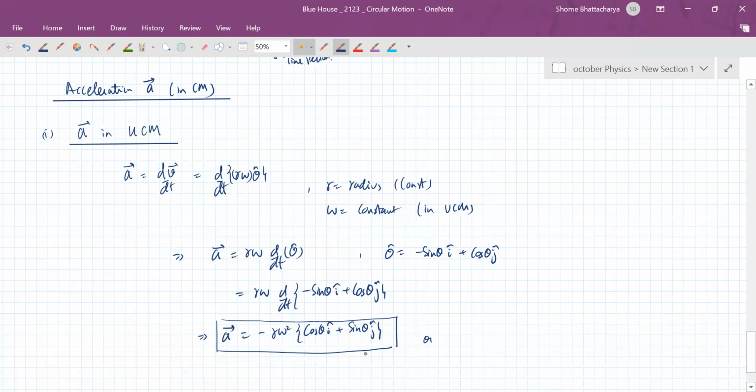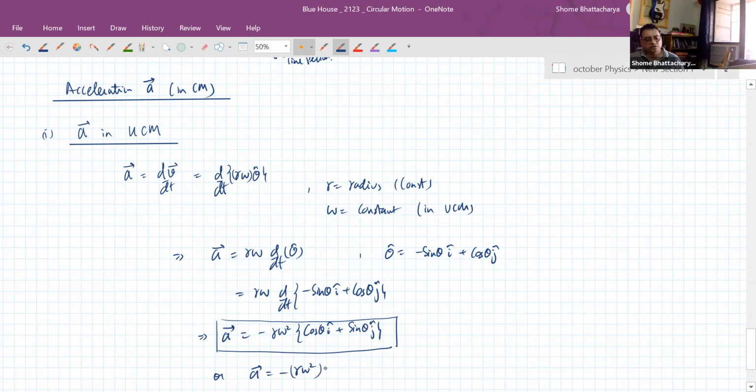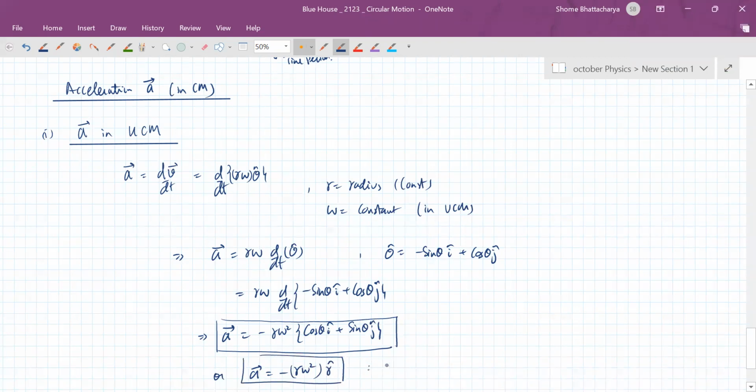Yes, sir, I already did it before this. This is the chain rule. Minus sine theta becomes minus cos theta omega. Very good, that's correct. Cos theta becomes minus sine theta omega. Negative is common, and then omega common.